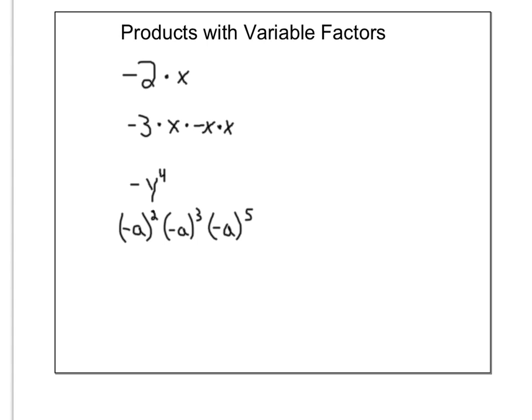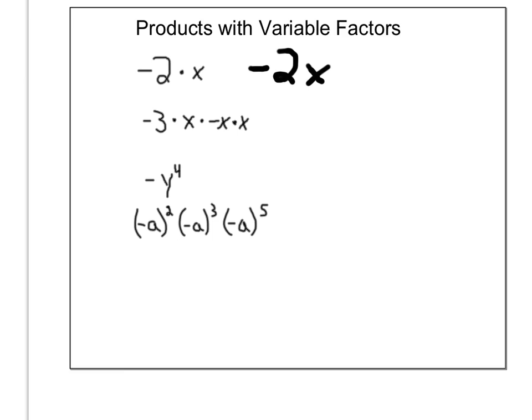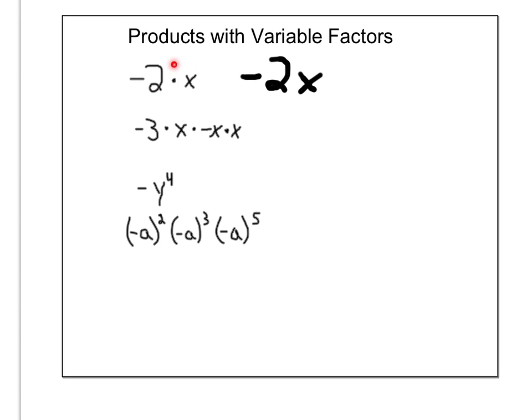Okay, let's talk products with variable factors. Well, the rules don't change at all. Now we're just using variables. So, negative 2 times x. Some of you like to write these out, and the reason why I put this one on here is because you have to recognize that the better way to write this is negative 2x. I don't need the times sign in here when I'm separating a number from a variable. This means the same thing. This is negative 2 times x.